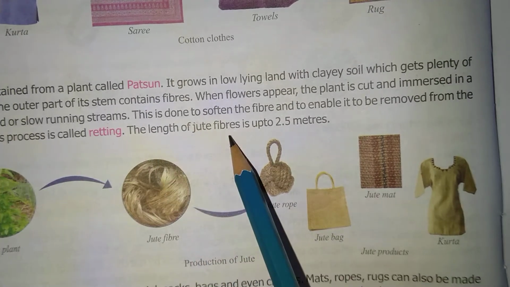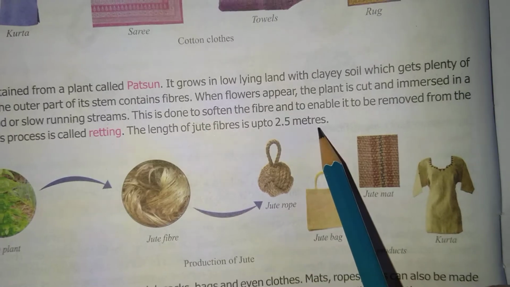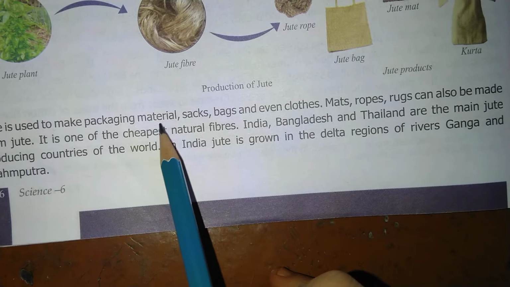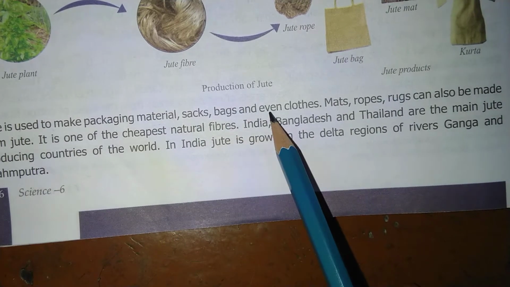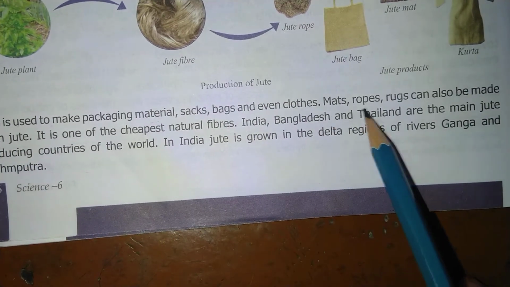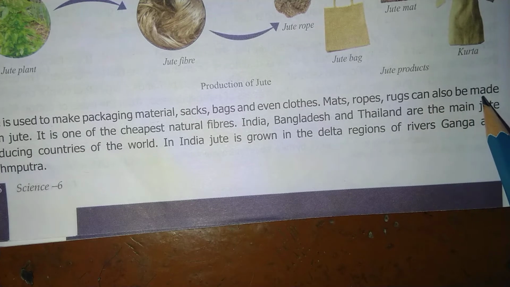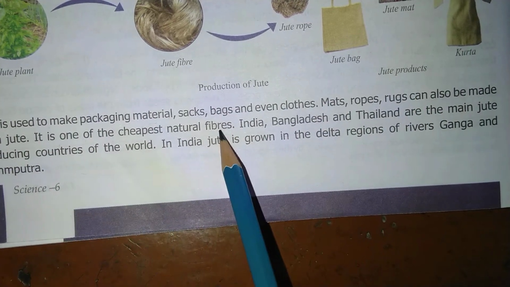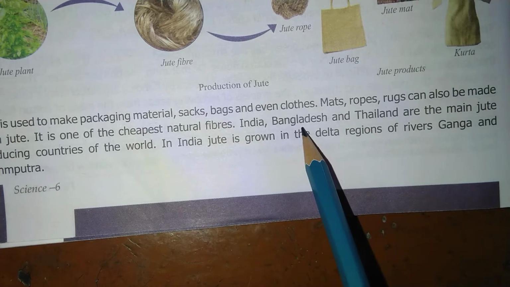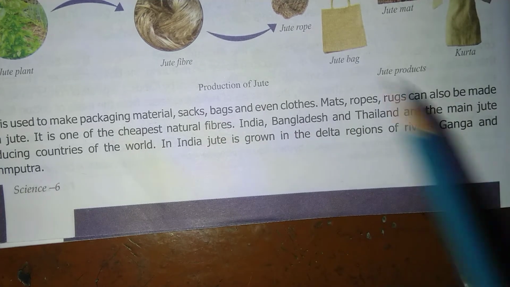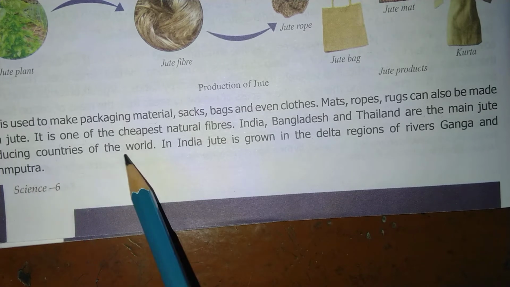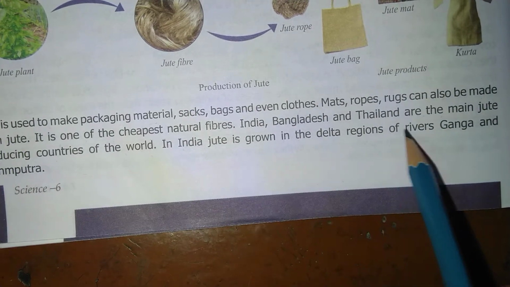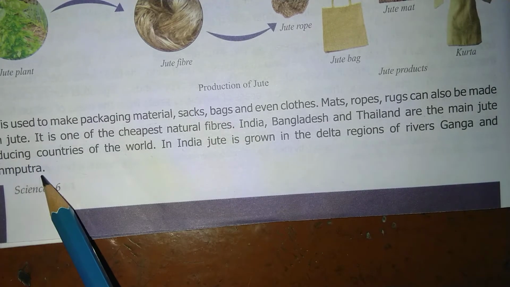The length of jute fibers is up to 2.5 meters. Jute is used to make packaging material, sacks, bags and even clothes. Mats, ropes, rugs can also be made from jute. It is one of the cheapest natural fibers. India, Bangladesh and Thailand are the main jute producing countries of the world. In India, jute is grown in the delta regions of river Ganga and Brahmaputra.